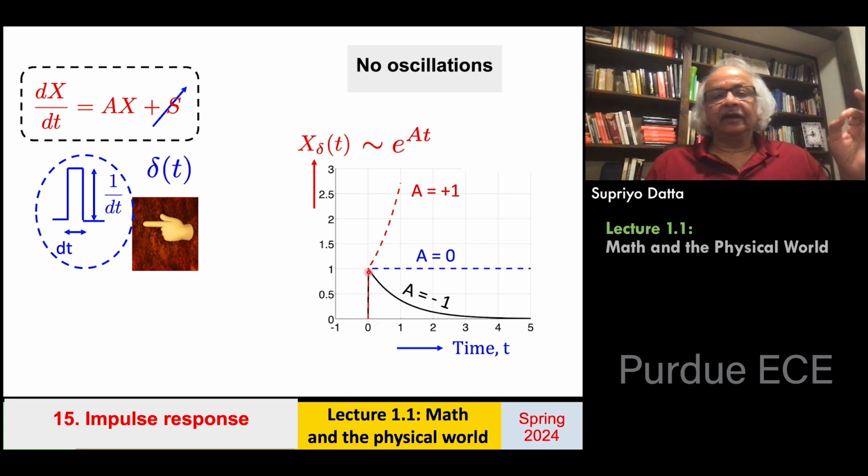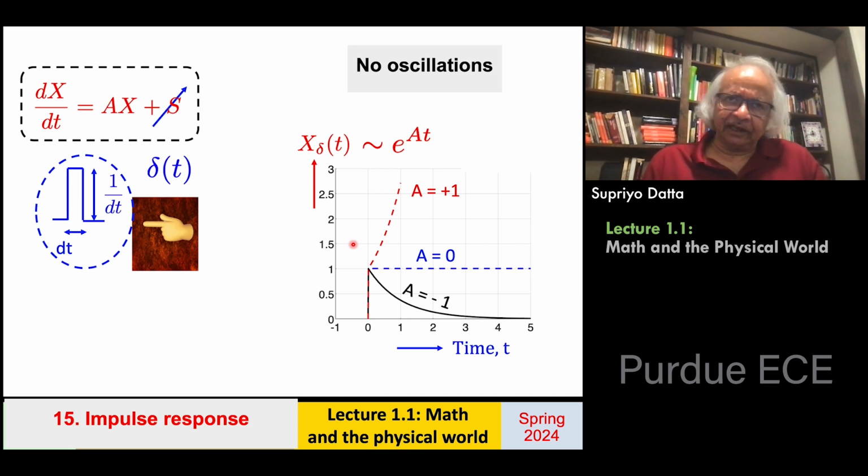So if a is negative, it just dies out like a decaying exponential. If a is positive, it grows. If a is 0, it stays constant. So that's the impulse response, and this usually gives you some insight into the nature of this system. And once you know the impulse response, you could find the response to other types of sources as well.